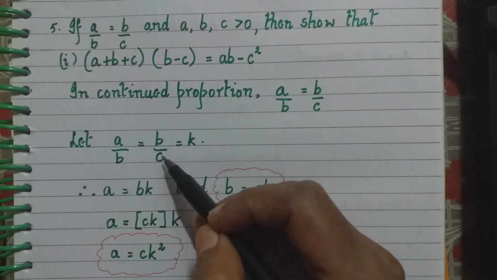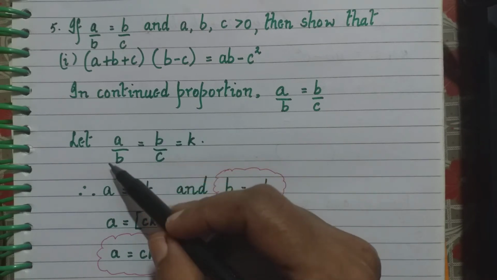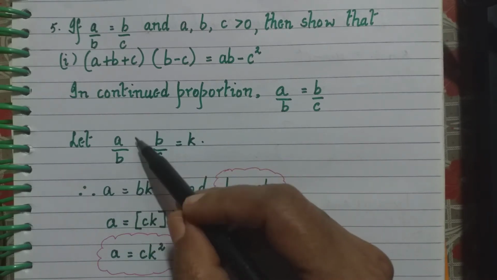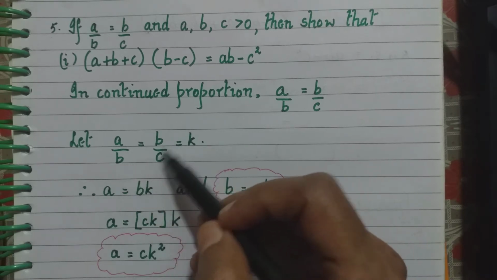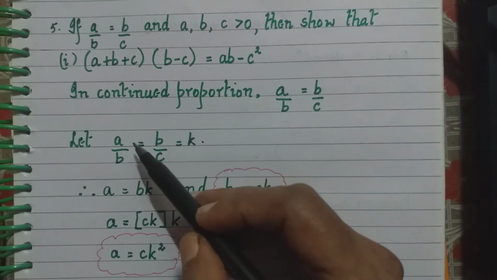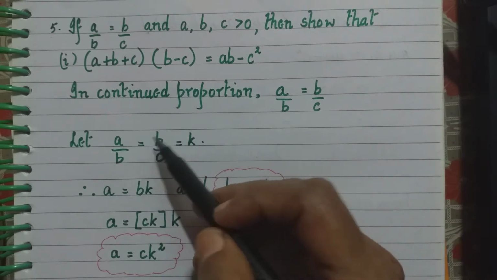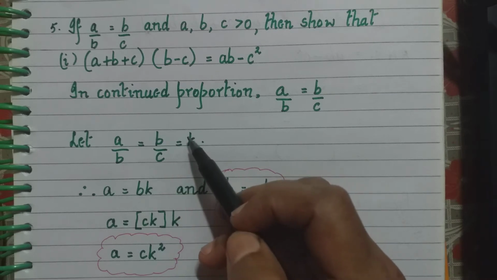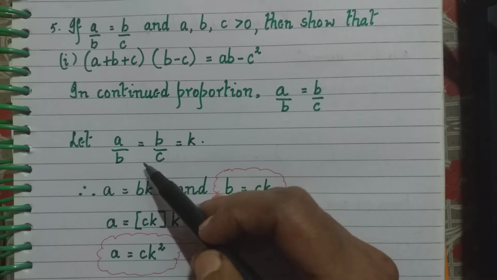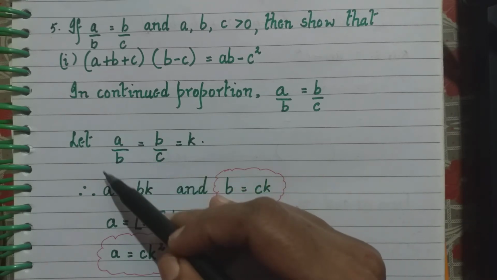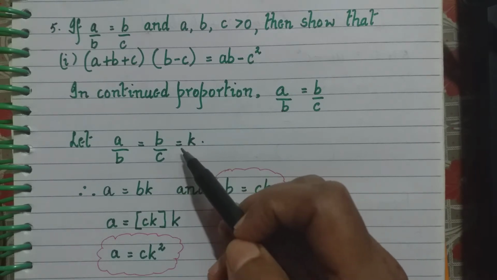I can take c on the other side and say b is equal to ck. But if I take this one, that is a by b equal to k, when I take b on the other side, I get a is equal to bk. So a is equal to bk, b is equal to ck. So there are two different variables with k here, one is b and one is c. Now if I want both in terms of c, I have to make some changes in a such that I get both in terms of c.